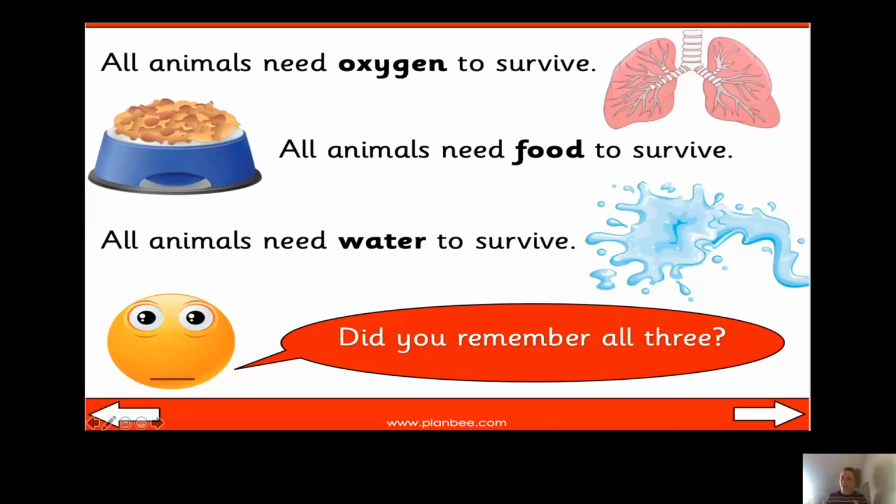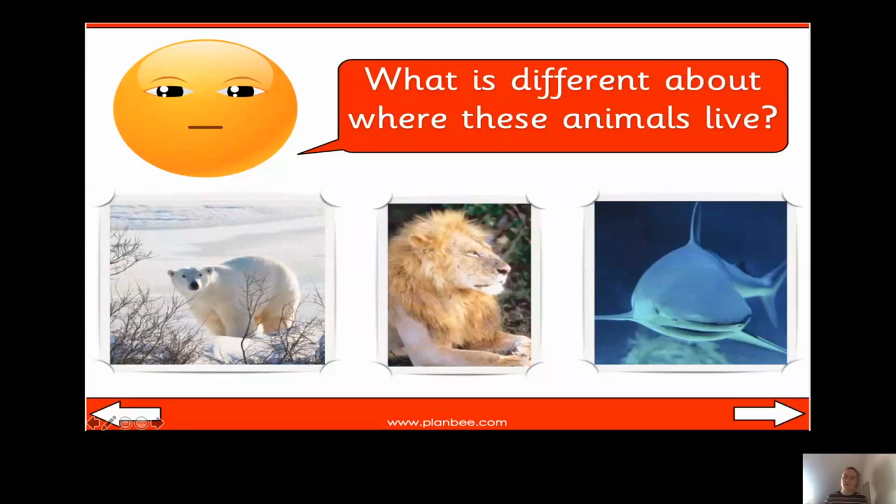Now let's move on to what we're learning about today, which is environments. So animals live in lots of different habitats. Now, what do I mean by the word habitat? We looked at habitats briefly when we looked at oceans and seas. But could you pause the video and see if you can remember what habitat means? Okay, Year 2, so let's see if you remembered from our oceans and seas topic.